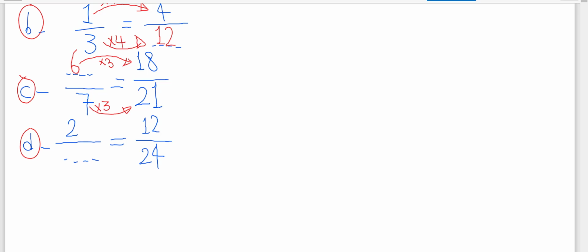Letter D, 2 over what equals 12 over 24? We know that numerator 2 becomes 12. So 2 times what equals 12? Yes, 2 times 6. So we must multiply the denominator by 6. What times 6 equals 24? Or 24 divided by 6 equals what? Yes, 4. So 2 over 4 equals 12 over 24.